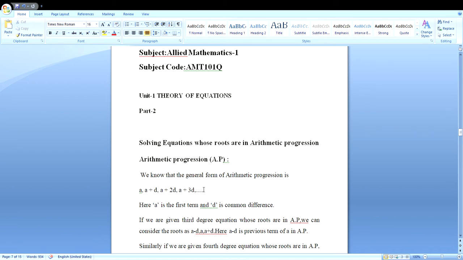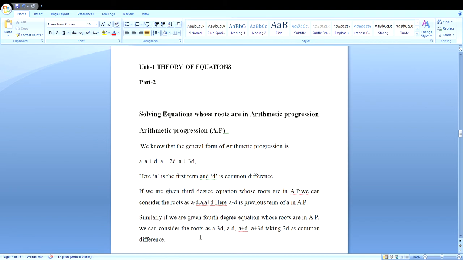We know that the general form of arithmetic progression is a, a plus d, a plus 2d, a plus 3d, etc. Here, a is the first term and d is the common difference. If we are given a third degree equation whose roots are in AP, we can consider the roots as a minus d, a, a plus d, because the previous term of a is a minus d.